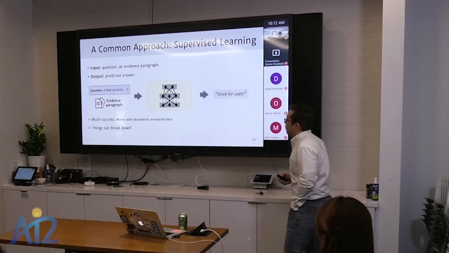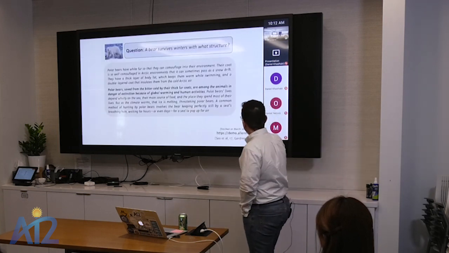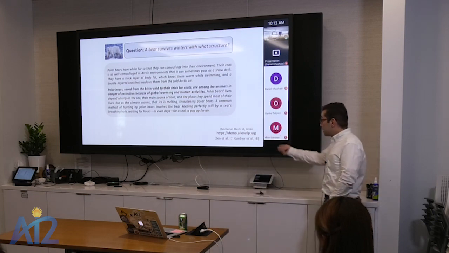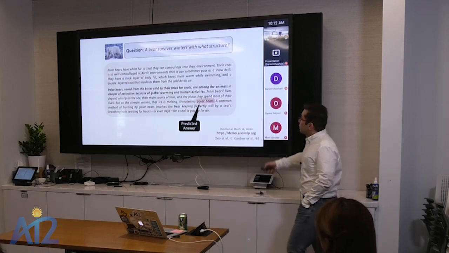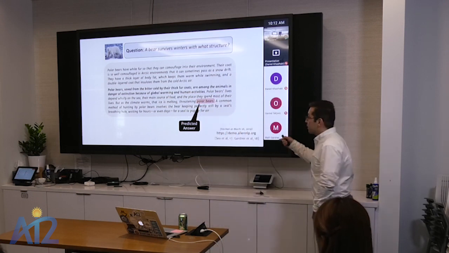But things can break down as well. So for example, this particular instance, if you run it through the AllenNLP demo, it's actually going to give you this span as the correct answer, right? I tried this yesterday.